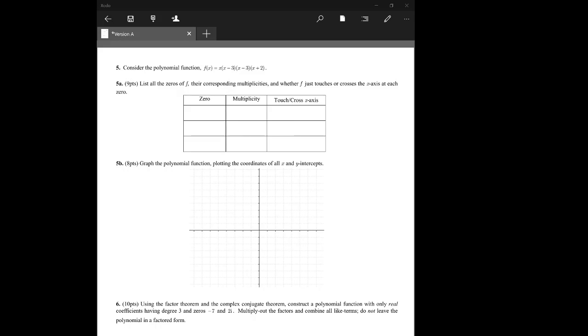Okay, so to graph this polynomial function, we really just need a couple of things. We need to know the degree of the function so that we know what its end behavior is doing, and we need to know where the x and y intercepts are.